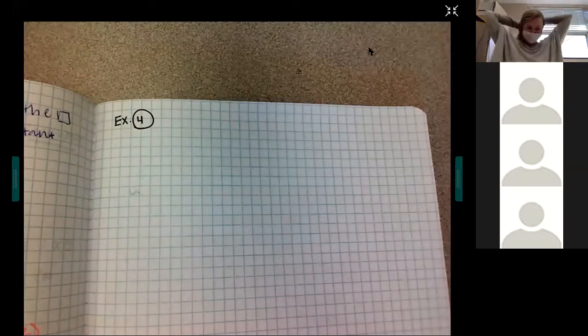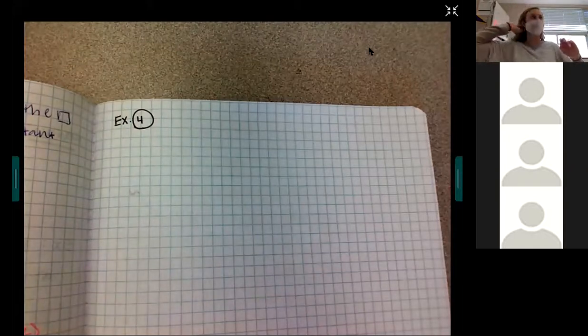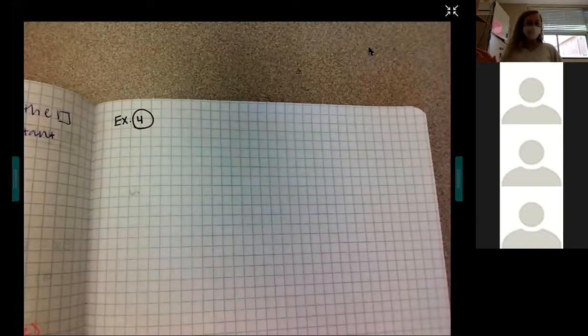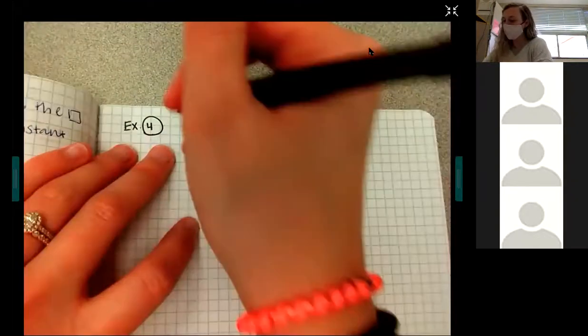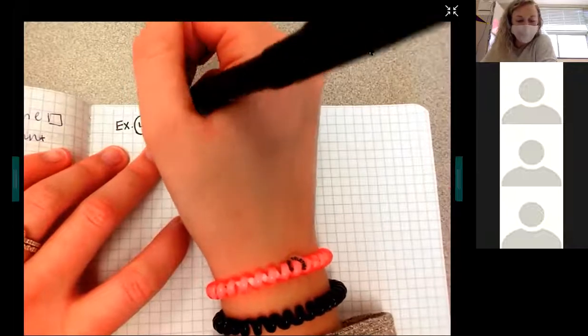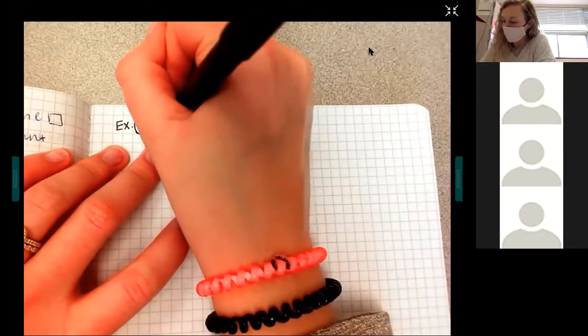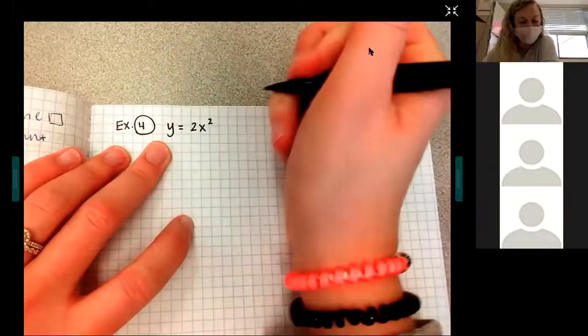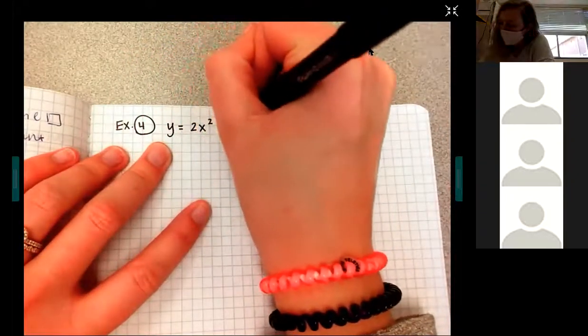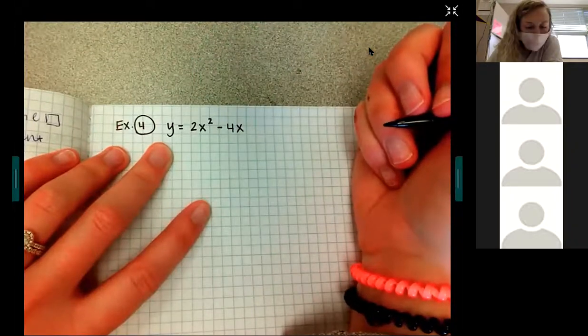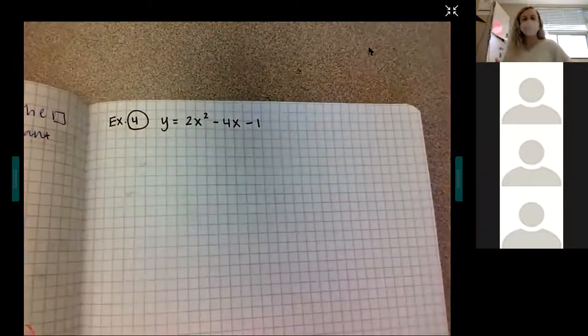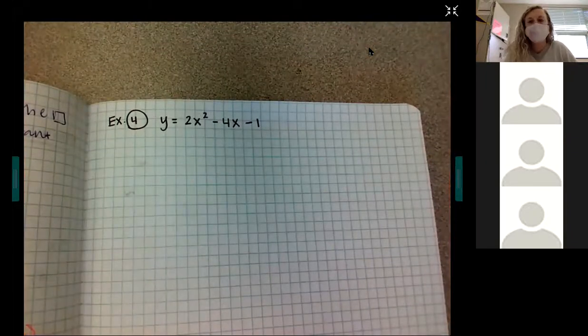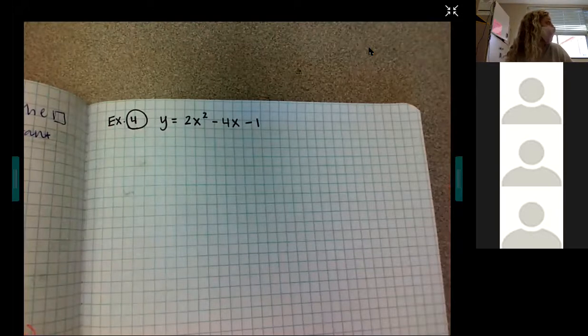Okay, I feel like it would be beneficial if I do one where the A is not 1. Is that okay with everybody? I'm going to put a number out front. So let's do y equals 2x squared minus 4x minus 1. And this one, those of you that said it was a lot of work, you can't factor this one, so you have to complete the square. This one does not factor at all. So these are the kinds of problems you're going to be getting tomorrow.